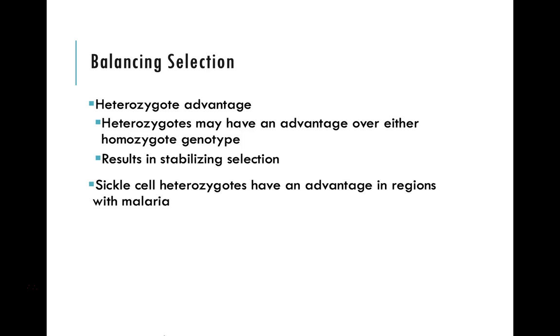We can also have something called balancing selection. Balancing selection is related to heterozygote advantage.